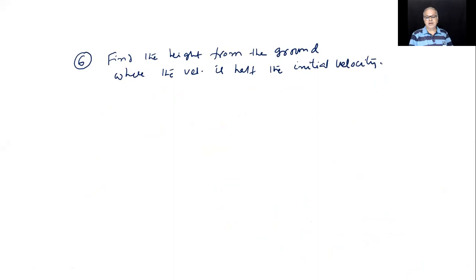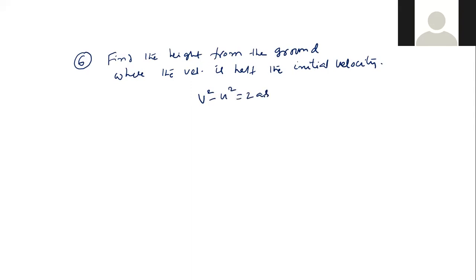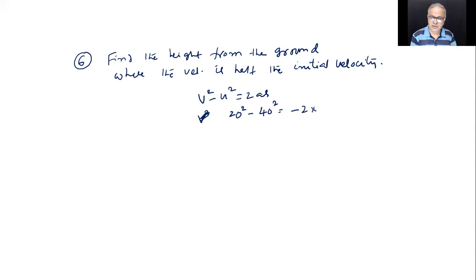Okay. Tell me, how do you do that, Amar? V square minus U square equal to 2as. Okay, I'll write v square minus u square equals 2as. What should I do now? V is unknown, right? V is U by 2. That is how much? 20. Correct. 20 square minus 40 square equal to minus 2 into 10 into h.